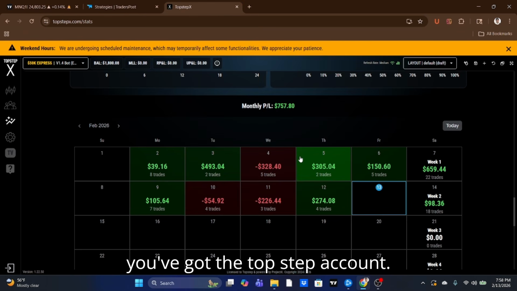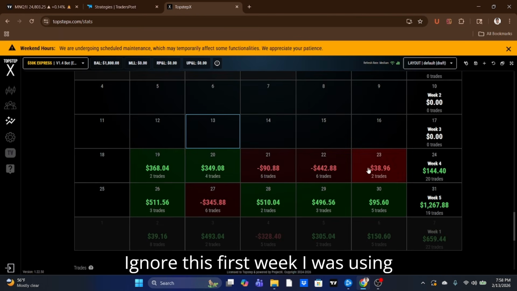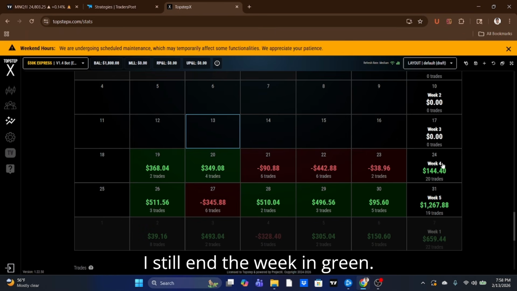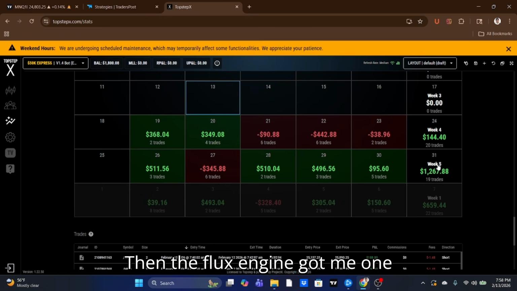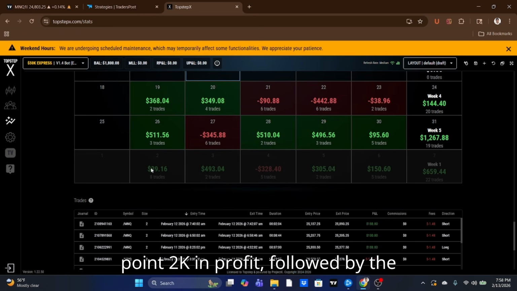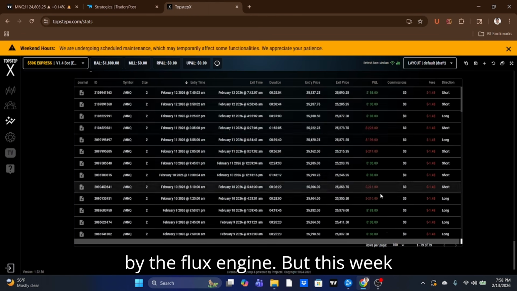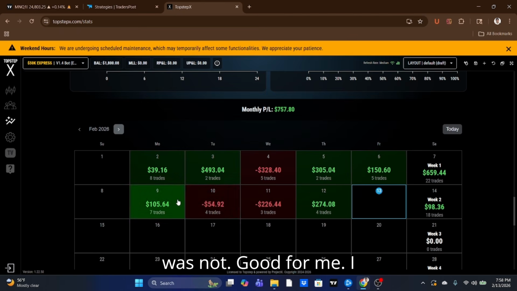Because if you go to my Top Step account, ignore this first week. I was using a different indicator, not my own, but I still ended the week in green. Then the Flux Engine got me 1.2K in profit, followed by the next week, almost $700 in profit, all by the Flux Engine. But this week was not good for me.